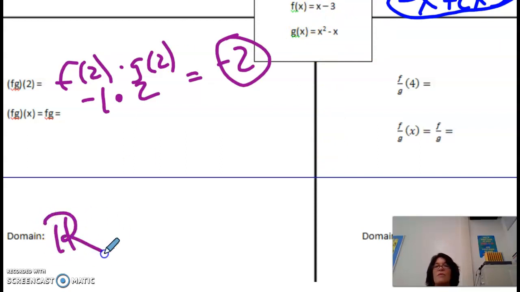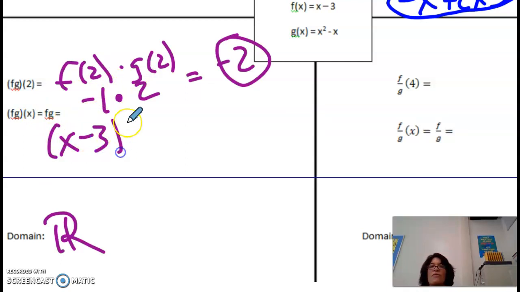I simply multiply the two together. Again, the domain is all reals. Oh, well, never mind. I didn't do the f times g of x yet. Okay, f times g of x, I multiply the two functions together. Okay, so I have to multiply the f function times the g function, which means I'm going to FOIL.